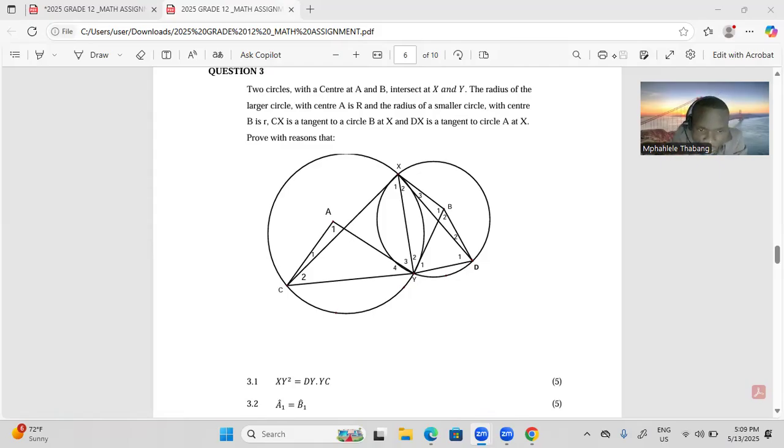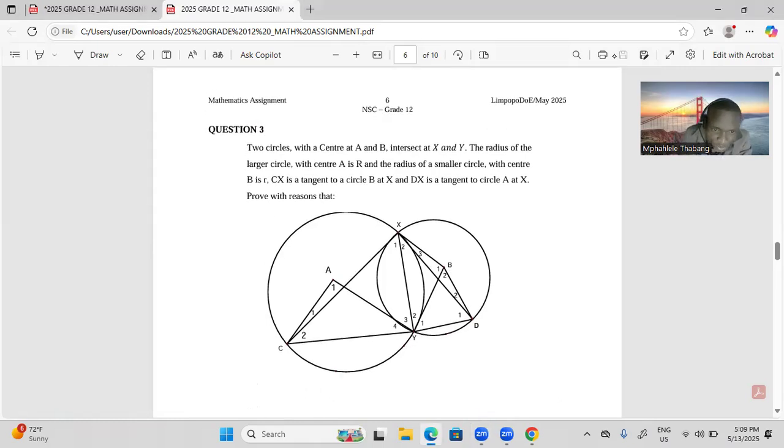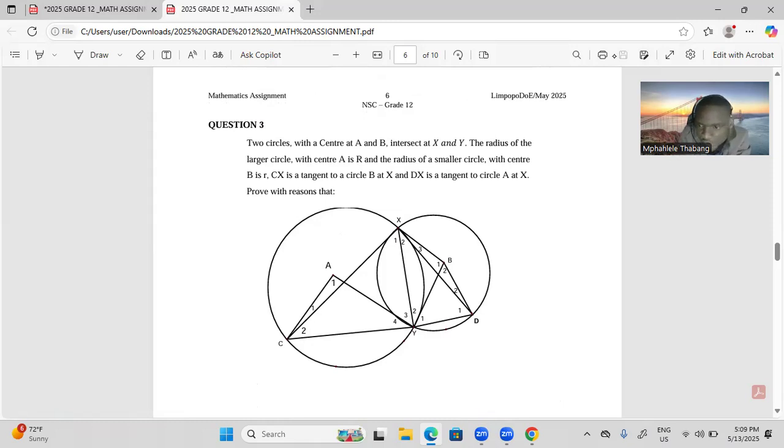Hello, grade 12s. We are still continuing with our assignment here. We are now looking at question 3, Euclidean geometry. Now we have got interesting stuff here. This is very interesting stuff.